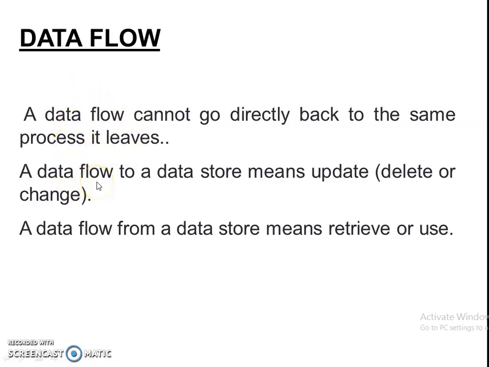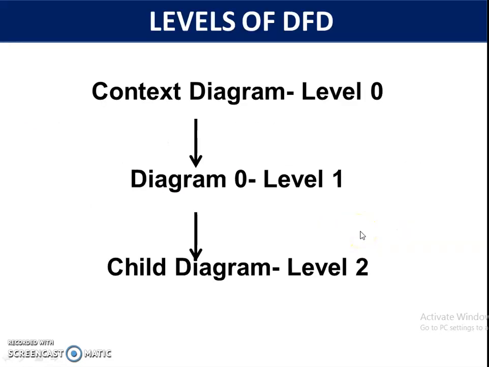A data flow to a data store: if the arrowhead is pointing to a data store, it means update. So you are either deleting, changing, or saving. But if the arrowhead is from a data store, then it means that you are trying to retrieve or use certain information.